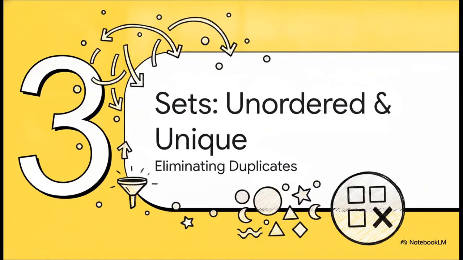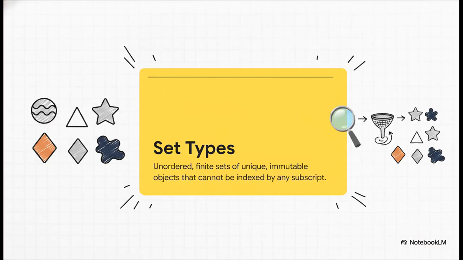Section 3. Sets, Unordered and Unique, Eliminating Duplicates Automatically. What's really interesting here is how Python handles collections where we honestly don't care about the order at all, but we deeply, deeply care about uniqueness. A set is a collection of completely unique values. It automatically removes duplicates for you. Seriously, if you pass it a sequence containing the numbers 1, 2, 3, 4, 4, 5, the set instantly filters it down. Notice what happens to that duplicate 4. It just vanishes, and you're left with 1, 2, 3, 4, 5.